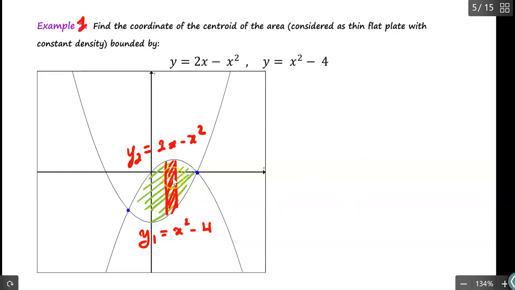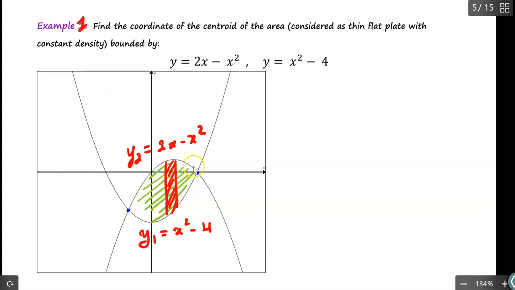Using the vertical element, I have to identify the upper function and the lower function. In order to identify them, you need to put your eyes within the area that you are working with. That's why we shade the area in, and then we only look within here. If you look outside, the upper and lower functions seem kind of messed up, but since you are finding the area, you need to shade it in.